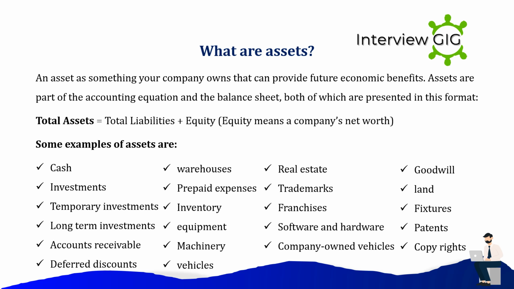What are assets? An asset is something your company owns that can provide future economic benefits. Assets are part of the accounting equation and the balance sheet, both of which are presented in this format. Total assets equals total liabilities plus equity. Equity means a company's net worth.